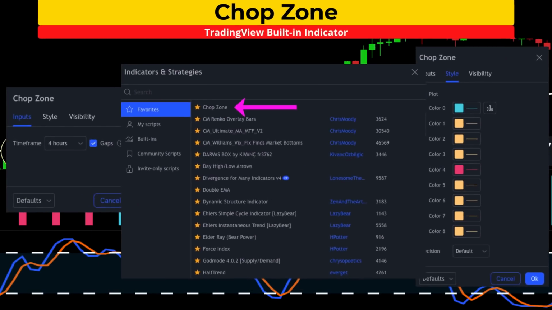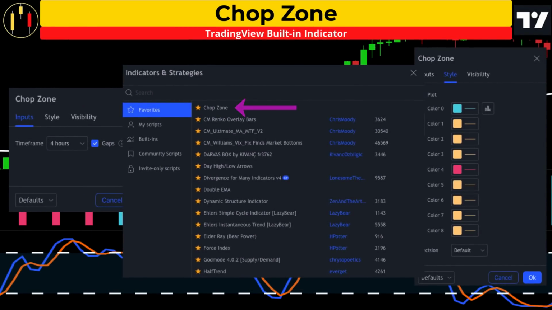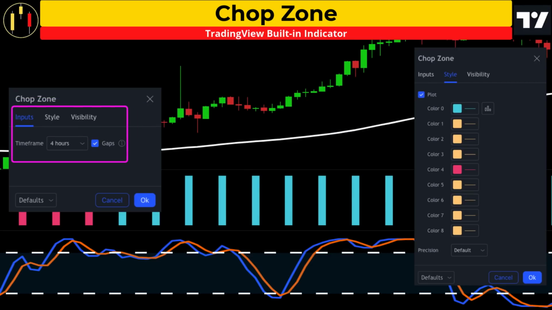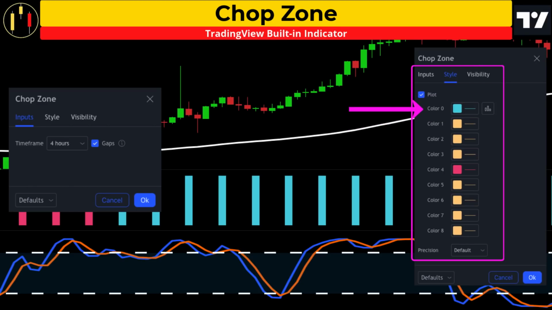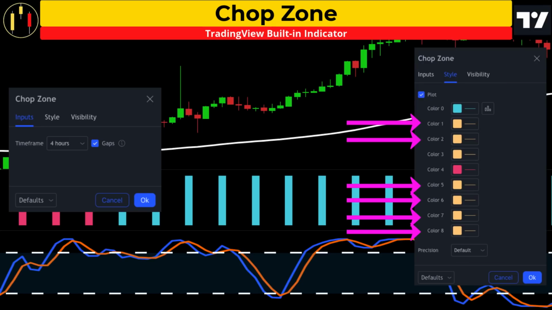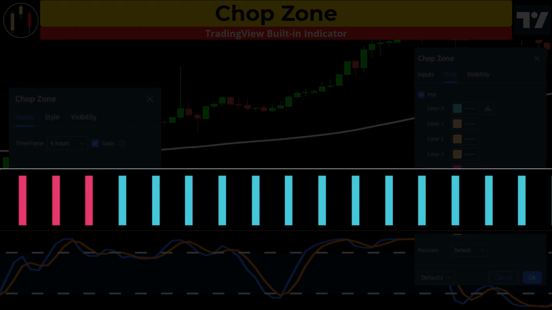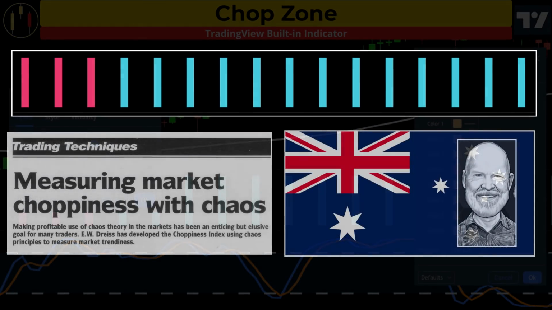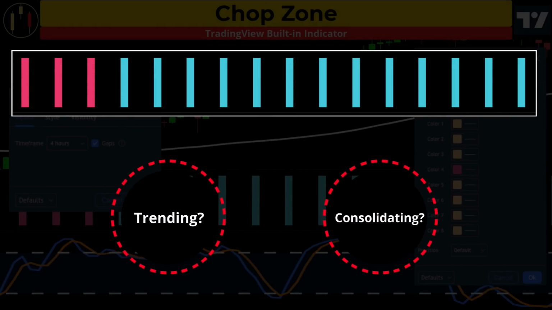The third indicator to place on the chart is the chop zone. I am going to change the time frame to 4 hours and check the box to enable gaps. I am going to change color 0 to cyan, color 4 to pink, and set all other colors to yellow. The chop zone is a built-in TradingView indicator based on the choppiness index created by Australian commodities trader Bill Dreiss. The choppiness index attempts to measure if an instrument is trending or consolidating.